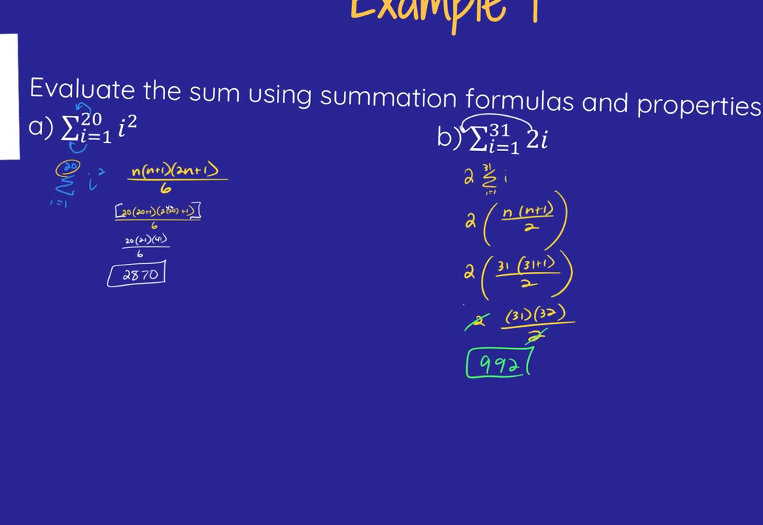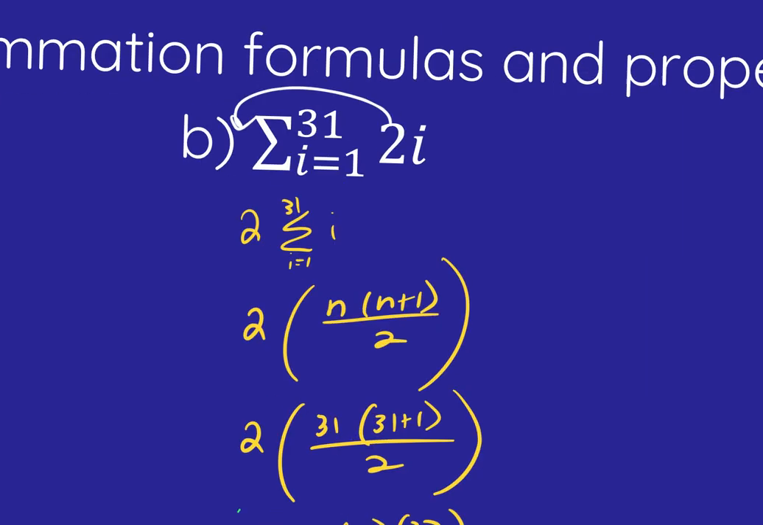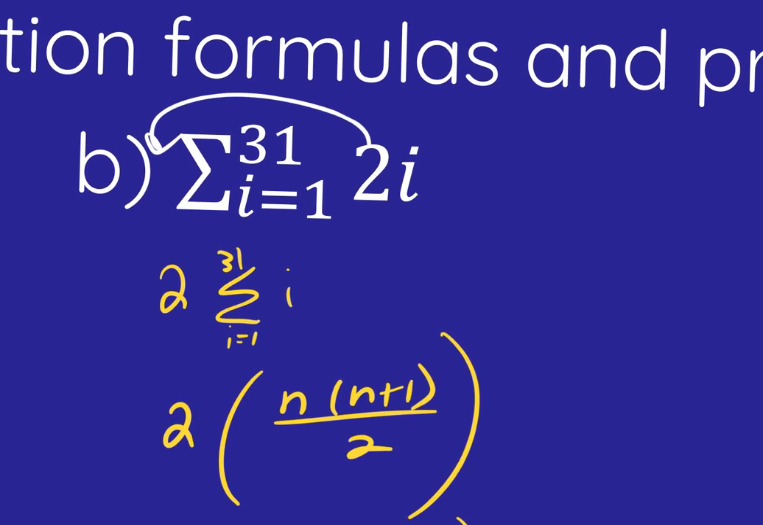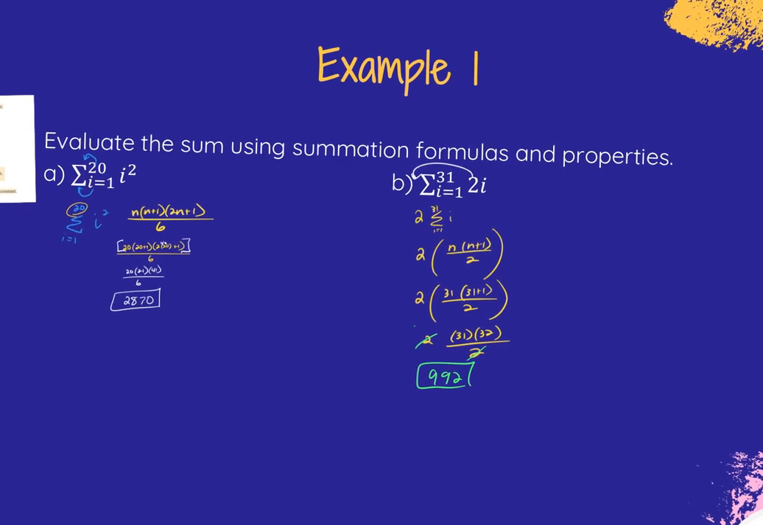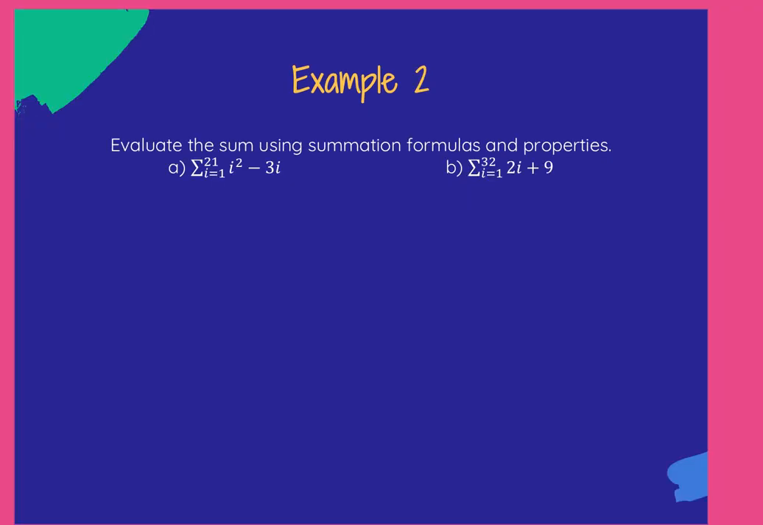Questions on that one? Wait, so that one, it has 2i, but that... the 2 bumps to the front. So we take the 2, we push it to the front, then we use the i summation formula, and then we multiply it times 2 at the end. Good? Yeah? All right.